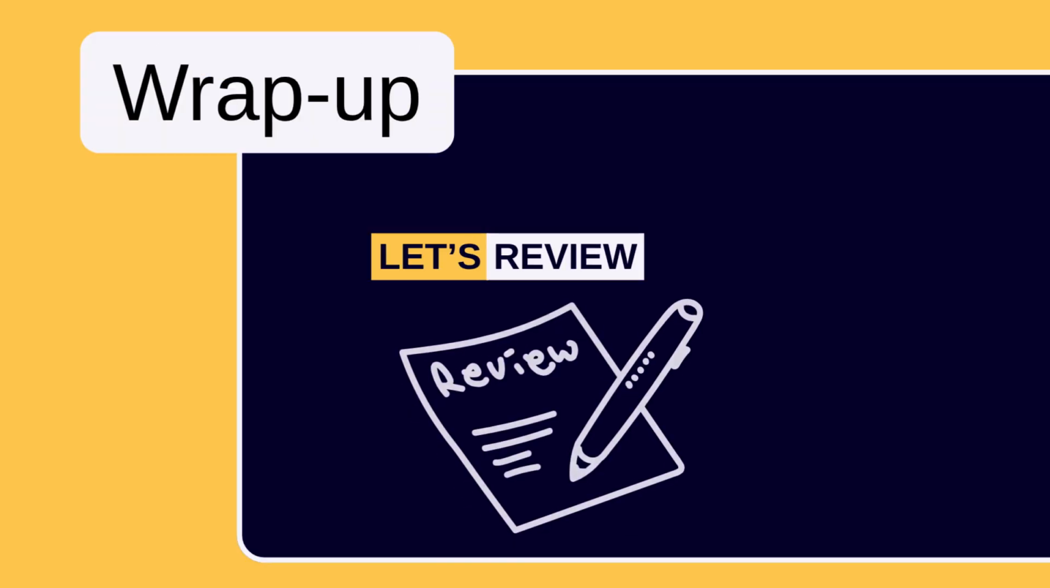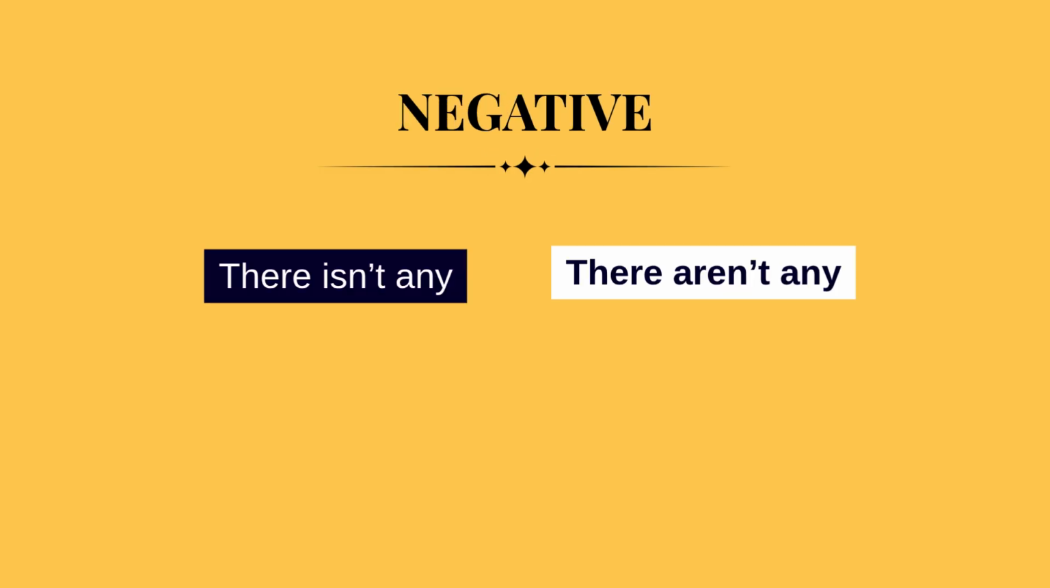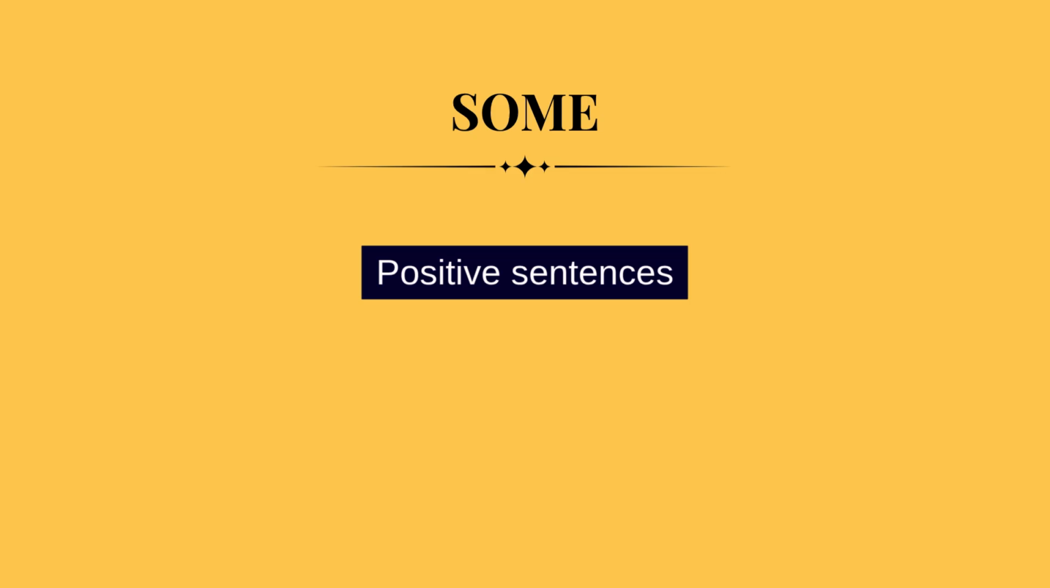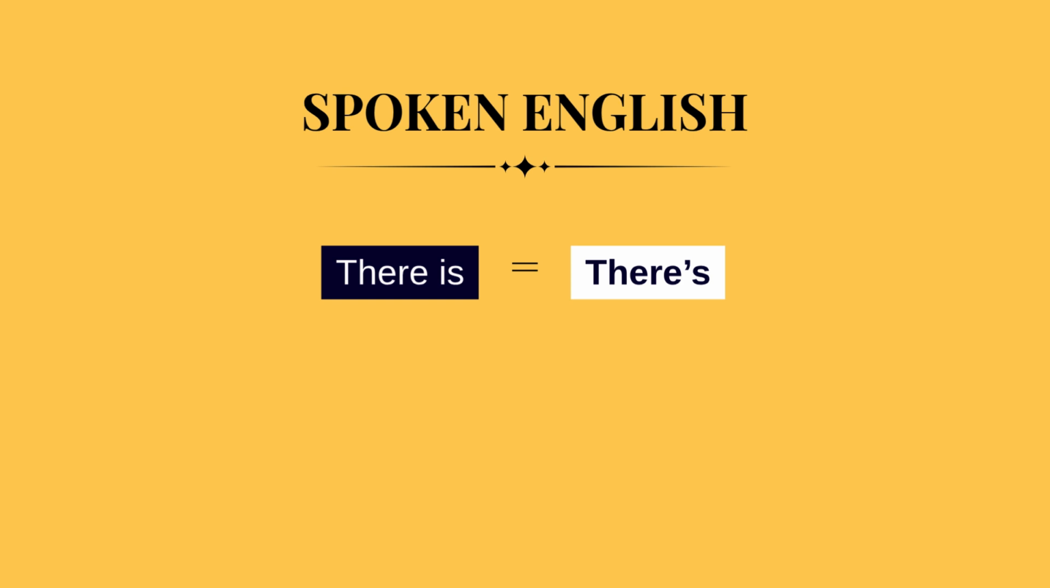Let's wrap up. Here's what you learned today. There is, one thing. There is a park nearby. There are, more than one. There are 3 parks in this area. Negative: there isn't or there aren't any. Question: is there or are there any? Some for positives, any for questions and negatives. And in spoken English, there is becomes there's.